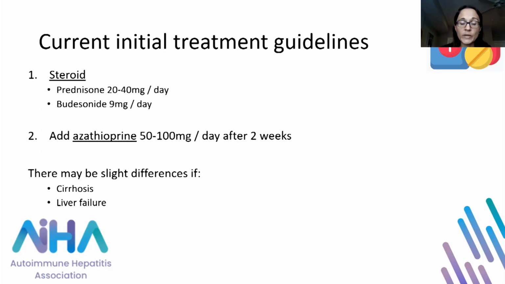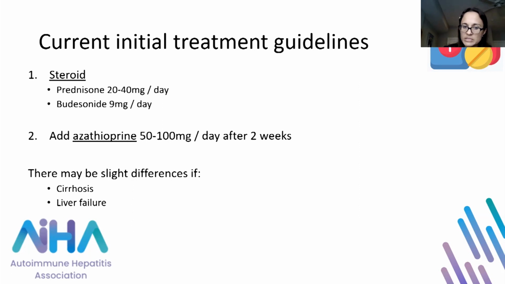So the first component is a steroid. Typically, the options include prednisone at a dose of 20 to 40 milligrams per day. I will say that the 40 milligram dose tends to be the more commonly seen, and budesonide, which is at a dose of 9 milligrams per day. About 2 weeks after you start the steroid, your physician will usually add azathioprine at a dose of about 50 to 150 milligrams per day.